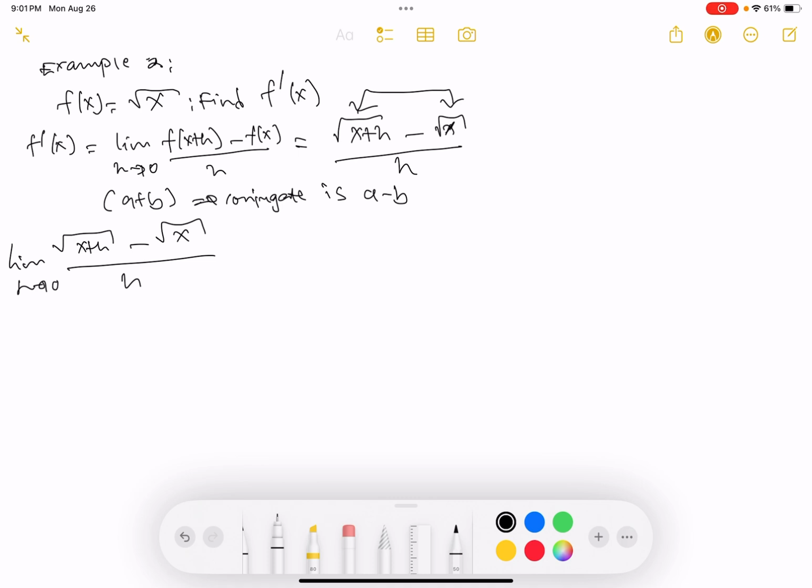I keep forgetting limits, so please remember that whenever you're writing, include the limits. h tends to 0. It's a common mistake that I make. I tend to forget the limits. So times the conjugate of this, which will be square root of x plus h plus square root of x over the same thing, so that this expression here is equal to 1 essentially.